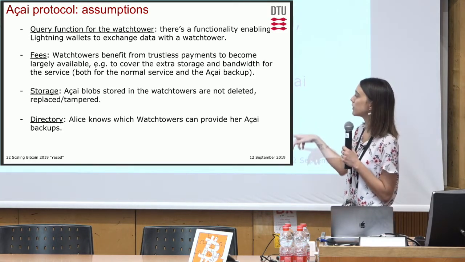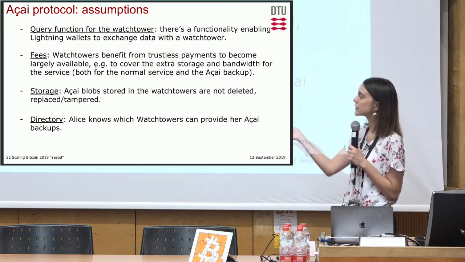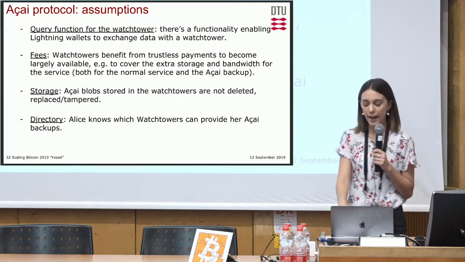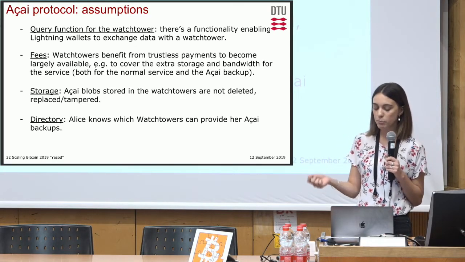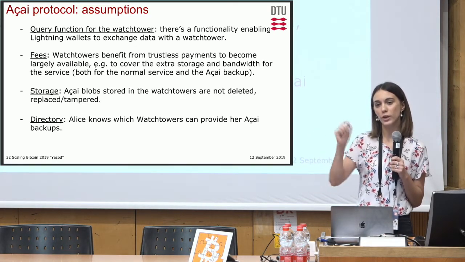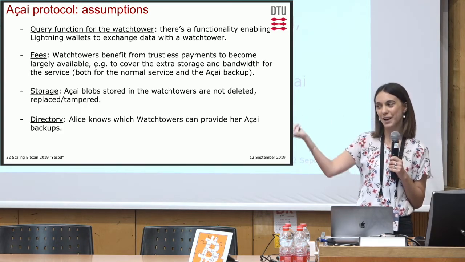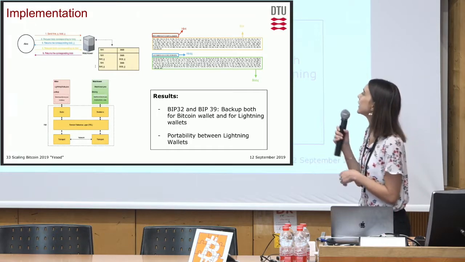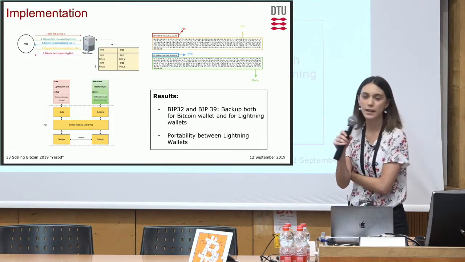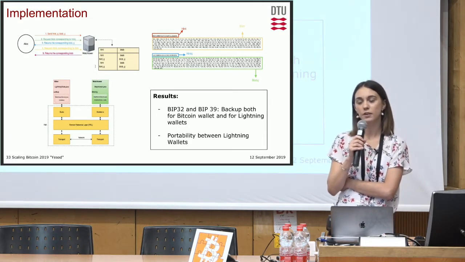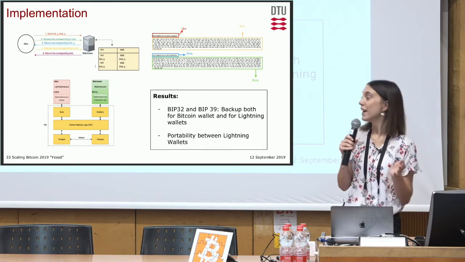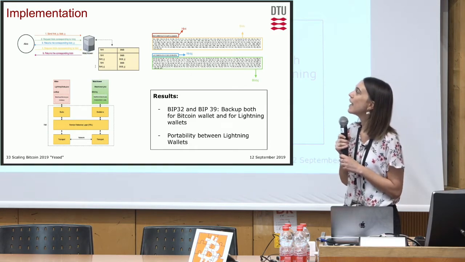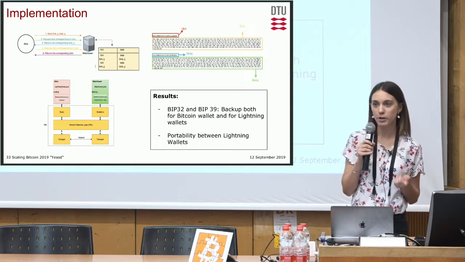And then also in my solution, I suggest Alice use more watchtowers, and in this case we also have the problem that Alice has to know to which watchtower she sends the backup. In my project, I also did a small implementation, since neither L2 nor watchtower were implemented. I used a Java RMI project.